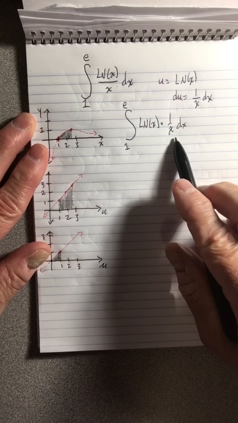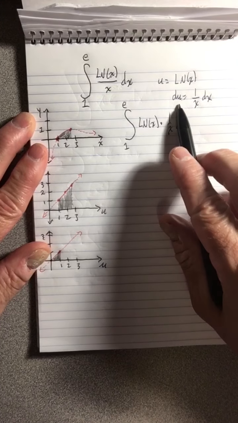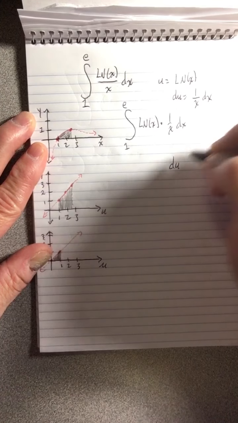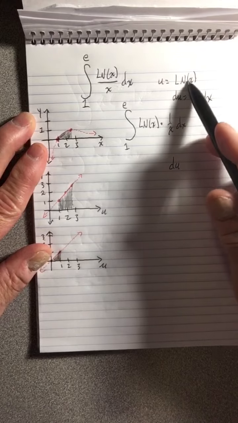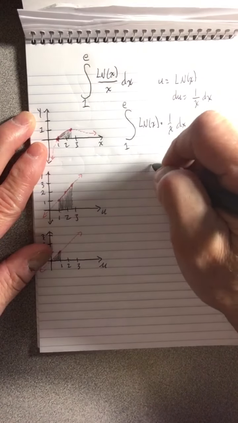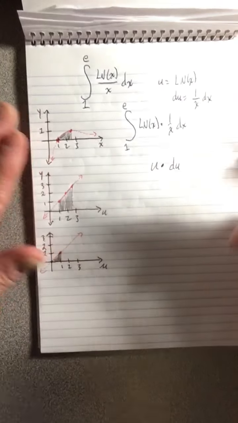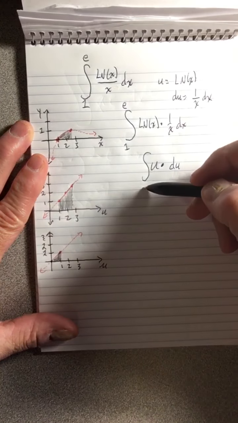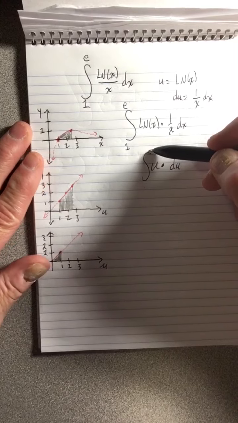Now notice I have 1 over x dx is just du, so I can replace the 1 over x dx with the du. That's nice. And then we let u be natural log of x all along, so this is u. So that's nice. But we have a problem here. I cannot just willy-nilly write down a 1 here and an e here. That wouldn't make any sense.